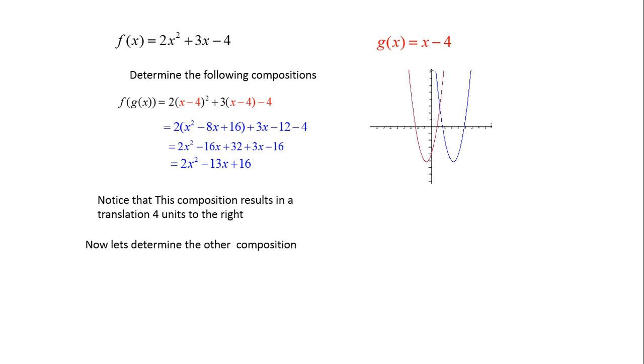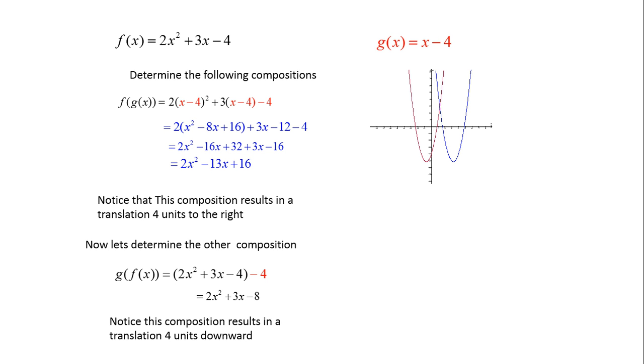So let's look at another composition. Let's look at the composition g of f of x. That is to say, in function g, the x is replaced with f of x. Not a whole lot to do there. And you might wonder if that is another translation, and in fact it is. It is just the original function, shown here in red, and the new function, which is pulled 4 units down.